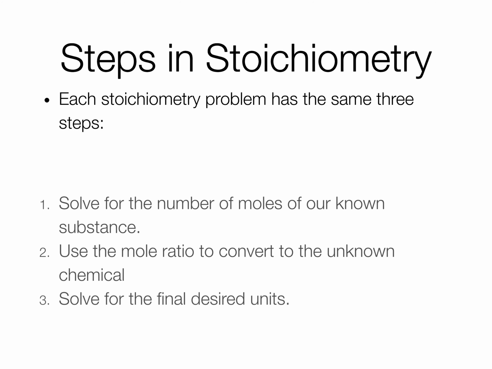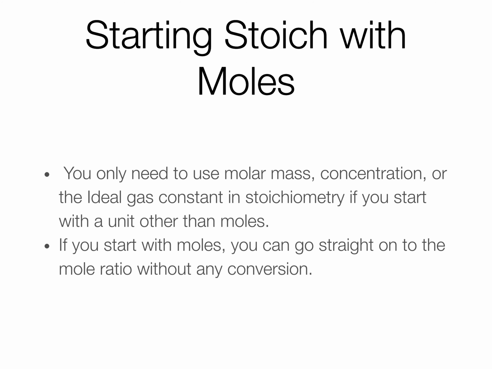Later on, we're going to start to use molar mass, concentration, and the ideal gas constant in stoichiometry, but you only need to use those if you start with a value other than moles or if you need to end with a value other than moles. If you start with moles, though, you can go straight into the mole ratio without doing any conversion. So mole-to-mole stoichiometry problems are the simplest and the easiest ones to get started with.